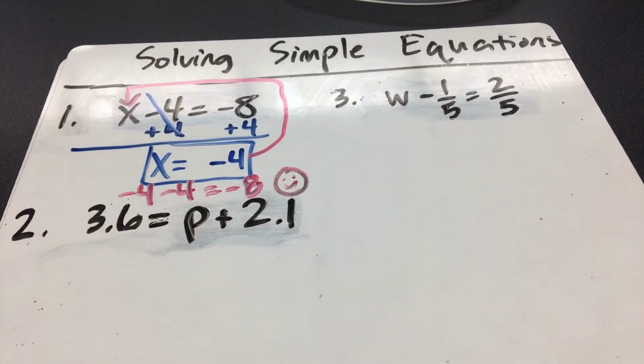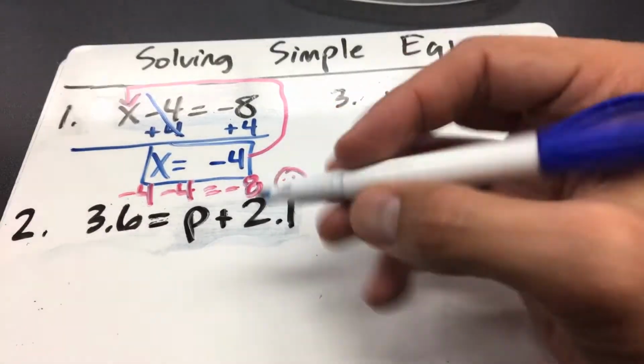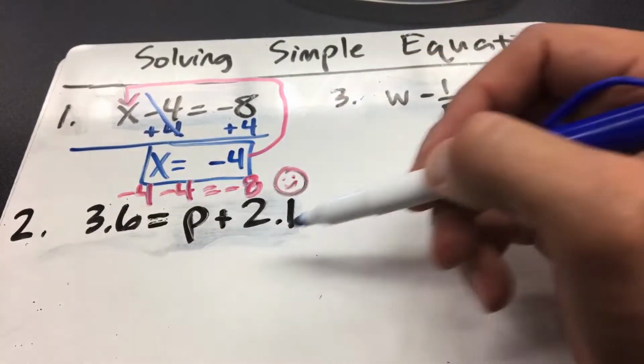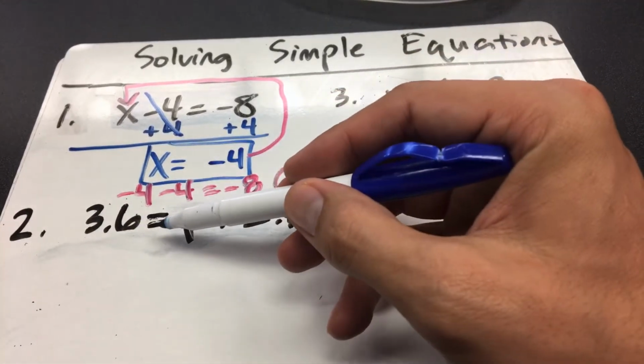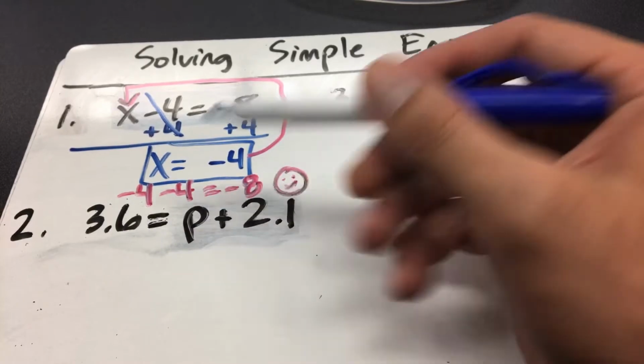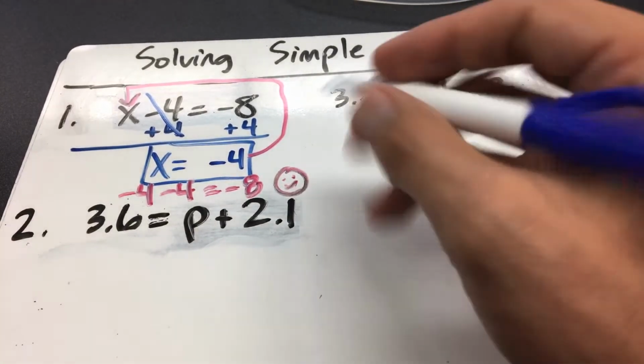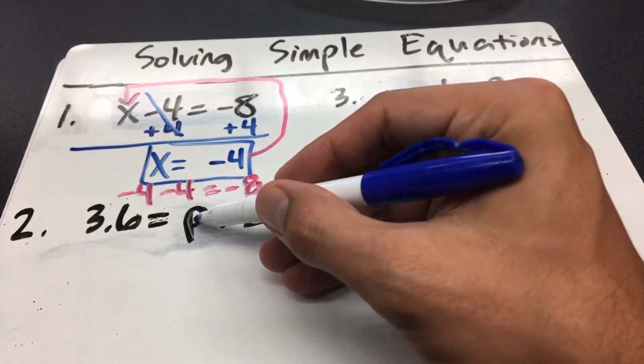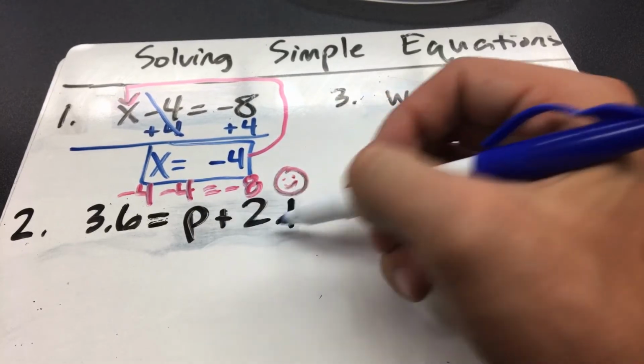Okay. And that's going to be the process on all of these on this little board. On number 2, don't let it bother you because the equal sign is here and the variable is on the right-hand side of the equal sign. That's okay. Don't let that throw you off. My variable is right here. What's happening to it? It's being added with 2.1.